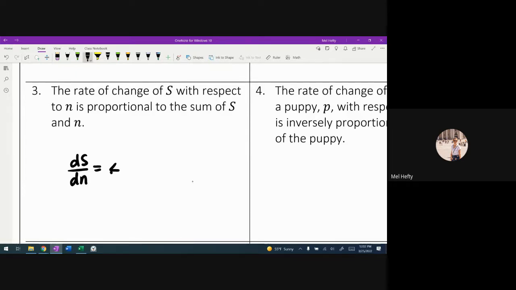I need my constant of proportionality, so I'm going to use k. And then what does the word sum mean to you? All right, so s plus n, using those parentheses because I want to make sure that constant goes to both. What is k? It is our constant of proportionality.